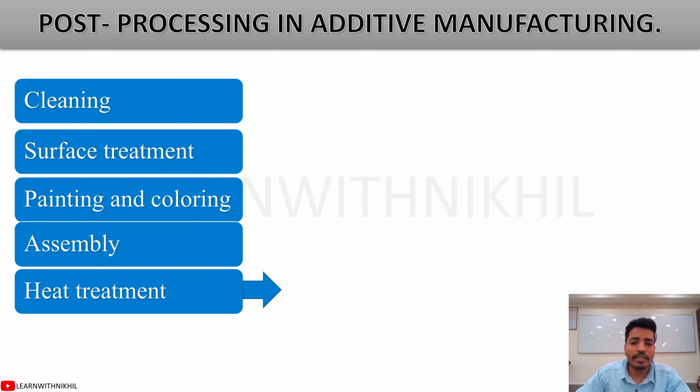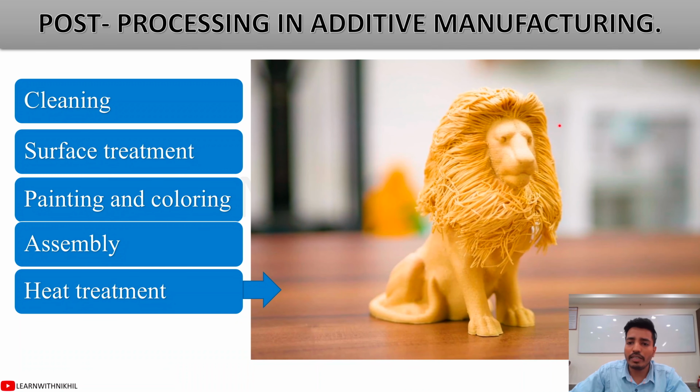Next is the heat treatment. This is a very interesting object, the lion, which is printed. The hairs, as you can see, were printed very straight. They were printed straight because the bending is done later.